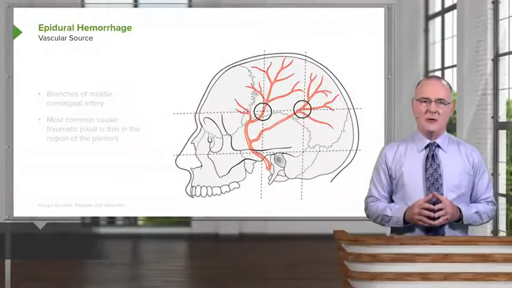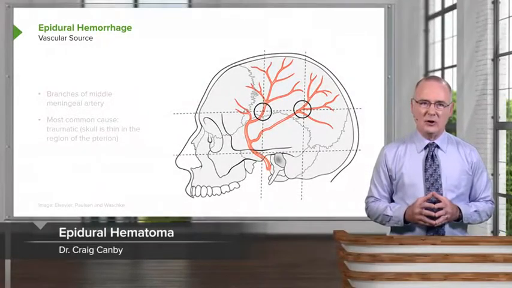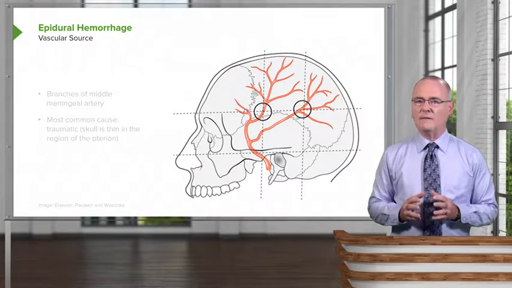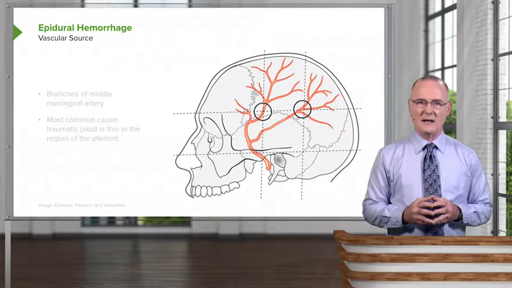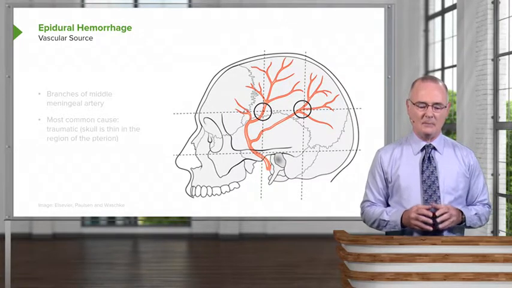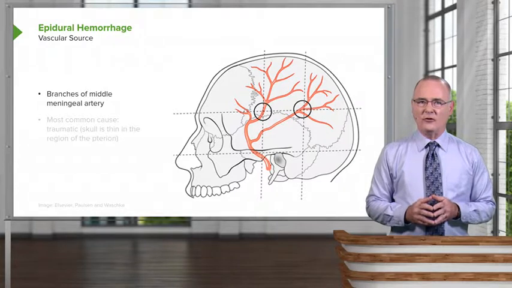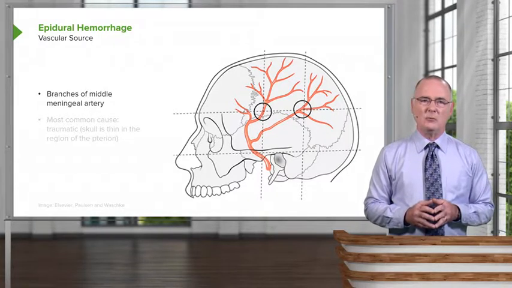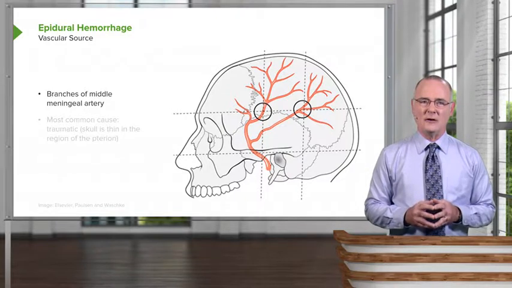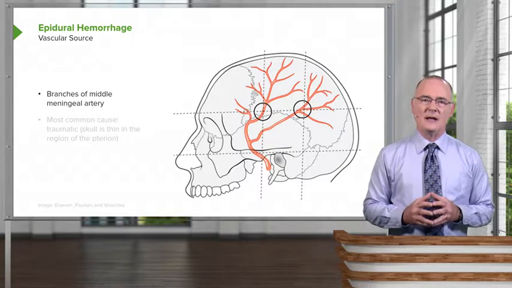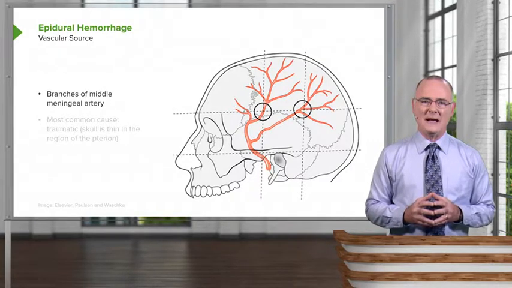Let's begin now and focus on the epidural hemorrhage. And we need to understand what the vascular source of this type of hemorrhage comes from. The vascular source of an epidural hemorrhage or a bleed would be from the branches of the middle meningeal artery. The middle meningeal artery is a branch of the maxillary artery that enters the skull through the foramen spinosum.